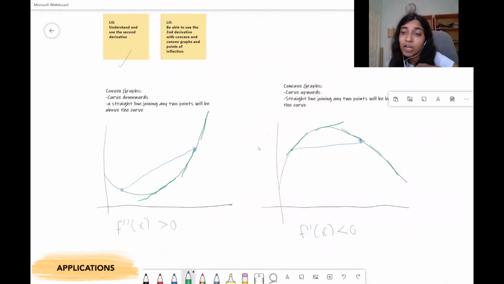As you can see, our tangents are becoming flatter and flatter. So that just means that the gradient of your curve is decreasing. The rate of change of your gradient is decreasing.